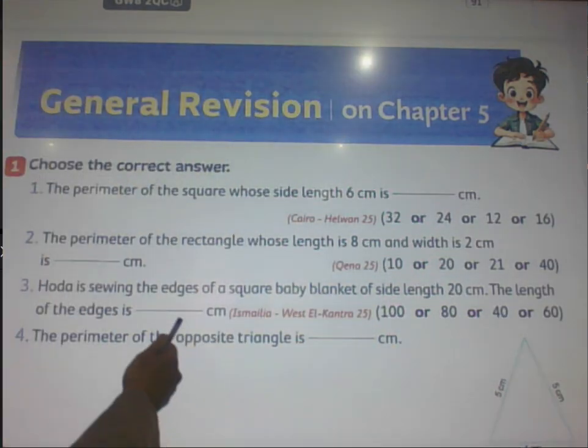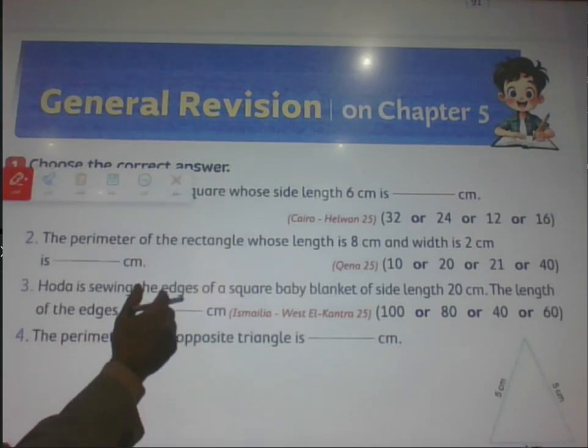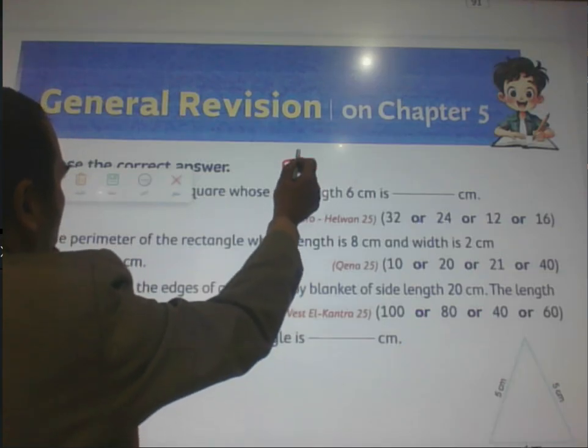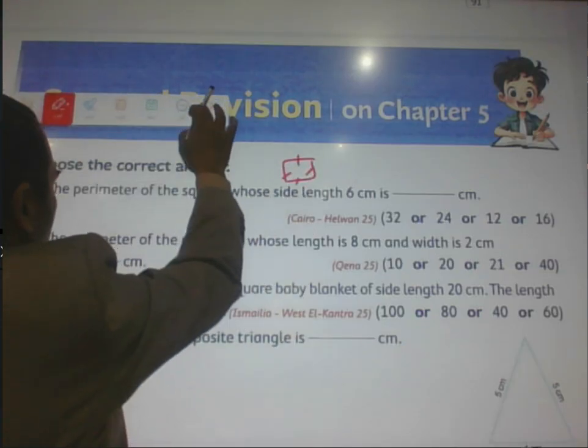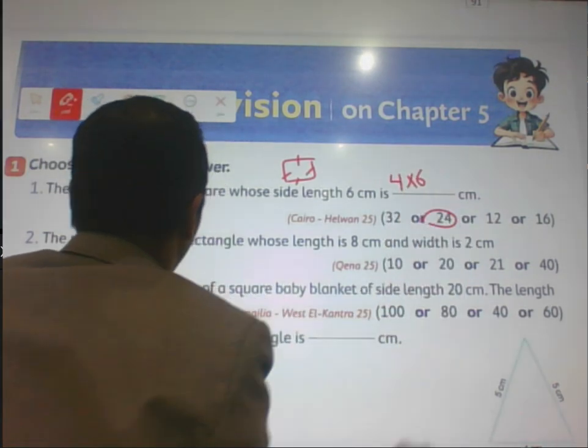First question here asks about the perimeter of a square with side length 6 centimeters. The perimeter equals 4 times the side, because a square has 4 sides of equal length. 6 plus 6 plus 6 plus 6 means 4 times 6 equals 24. The perimeter, 4 multiplied by 6, is 24.